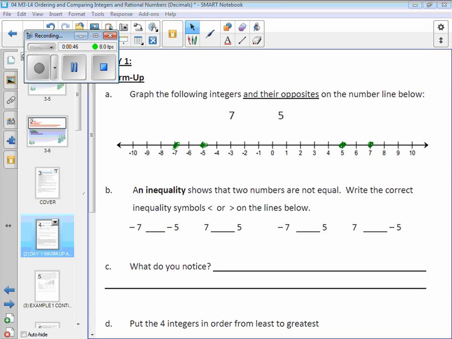An inequality shows that two numbers are not equal. This is one of those where you do the greater than or less than symbol. Write the correct inequality, less than or greater than, on the lines below. Just got to remember that the number that's further to the left is the lesser value. All right, Addison, you want to go up and do them? You want to do all of them?